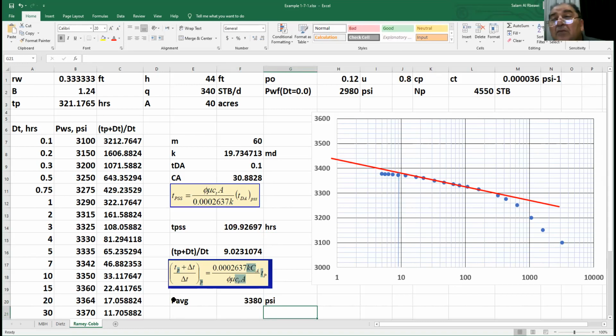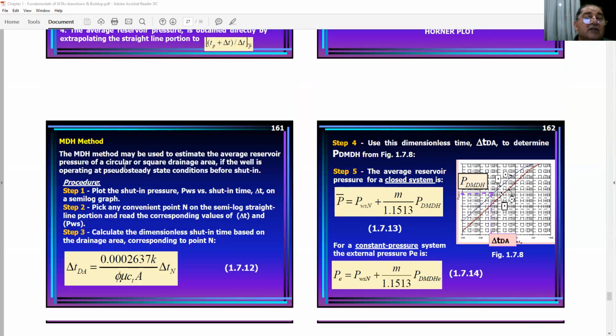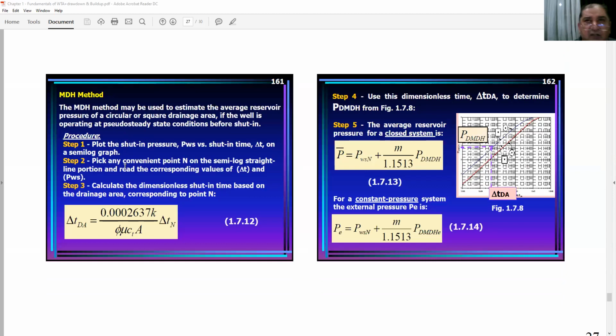So now we have covered what? We have covered MBH, Matthews-Brons-Hazebroek. We have covered the Dietz method. We have covered Ramey-Cobb. Now we're going to go to the last one, the fourth one, that is the MDH or Miller-Dyes-Hutchinson. So let me share with you my notes again so we could finish. Okay. This is Miller-Dyes-Hutchinson.